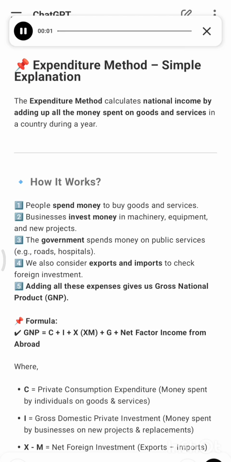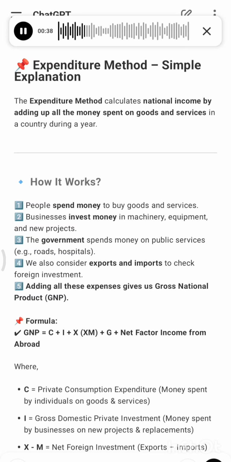Expenditure method, simple explanation. The expenditure method calculates national income by adding up all the money spent on goods and services in a country during a year. How it works. 1. People spend money to buy goods and services. 2. Businesses invest money in machinery, equipment, and new projects. 3. The government spends money on public services, e.g., roads, hospitals. 4. We also consider exports and imports to check foreign investment. 5. Adding all these expenses gives us gross national product, GNP.